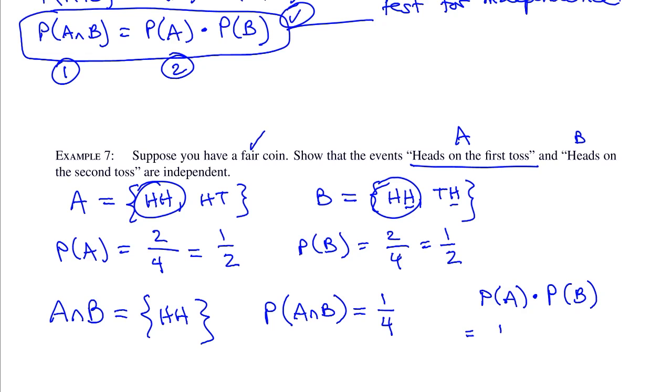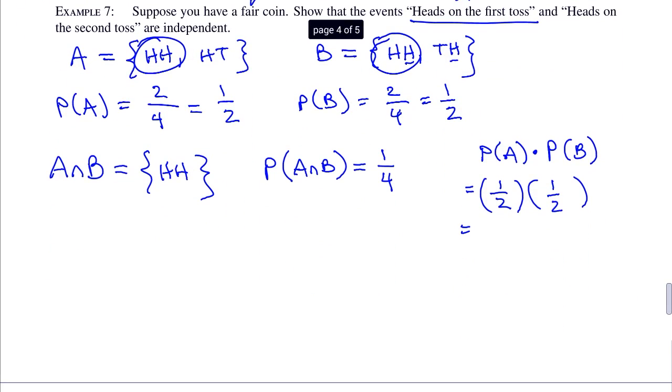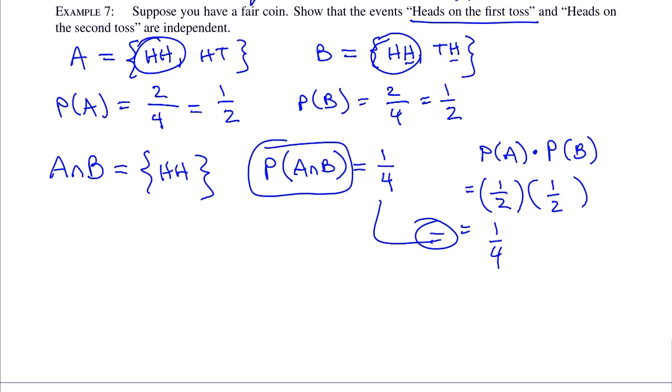The probability of A is 1/2. The probability of B is 1/2. And 1/2 times 1/2 is 1/4. So since the probability of A intersect B is equal to the probability of A times the probability of B, they're independent. So you write: A and B are independent.